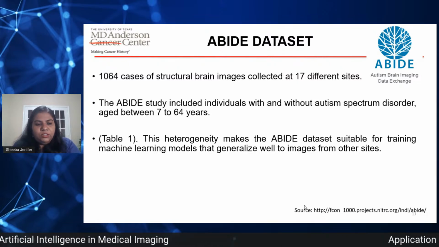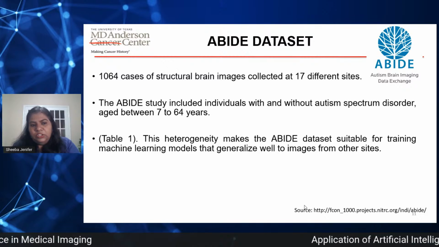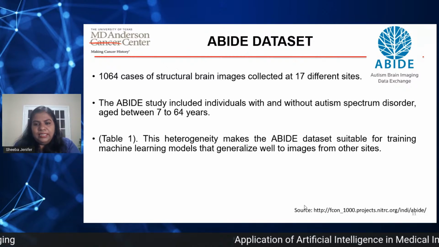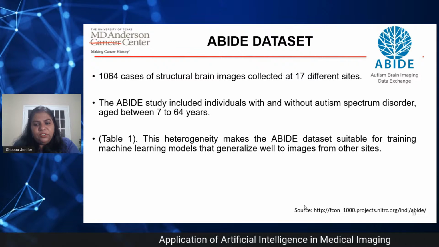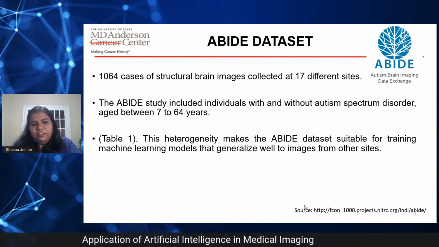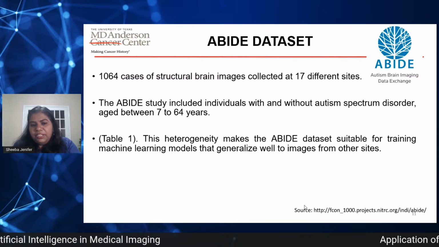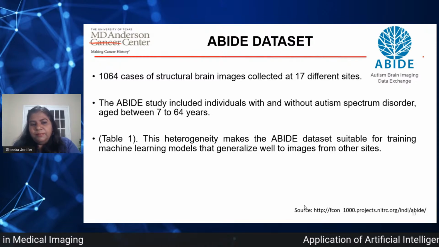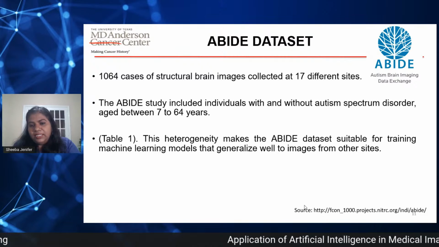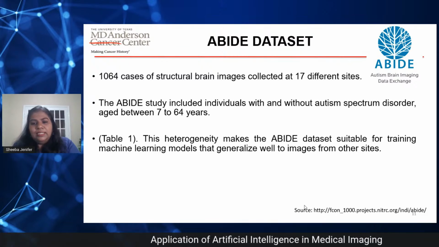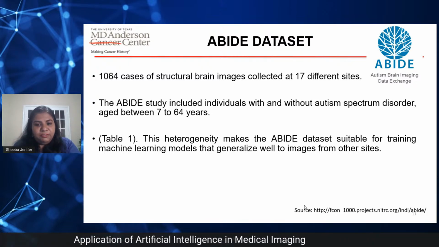I'm going to show the table that shows the heterogeneity of this data set. This kind of heterogeneity is good for training machine learning models because they can learn different features from different machines, and generalize well to images taken from different sites.